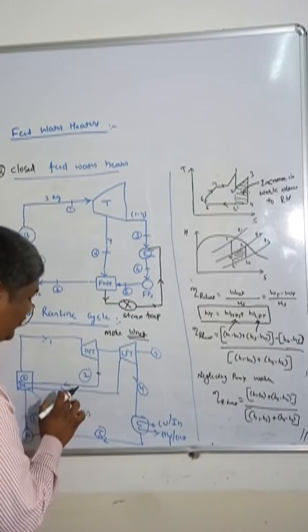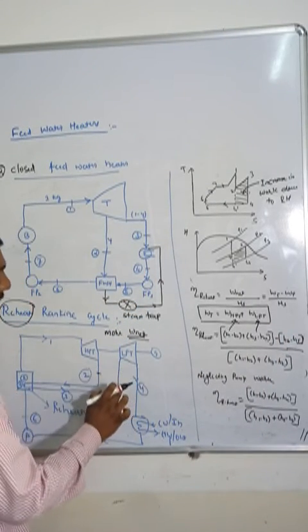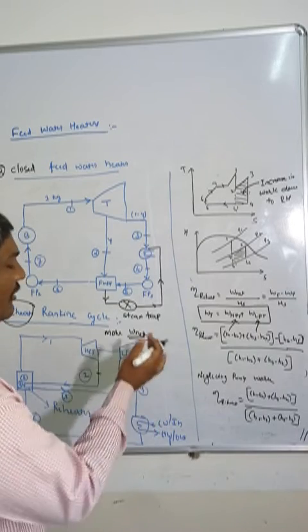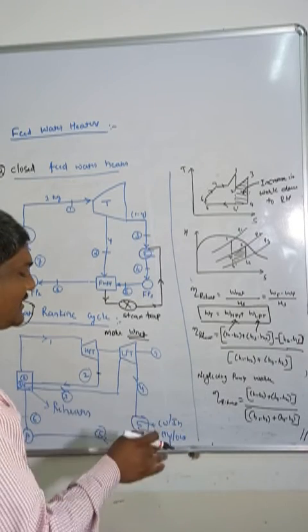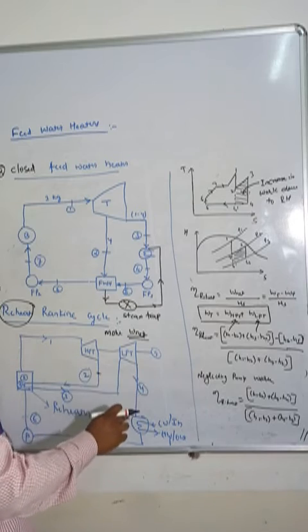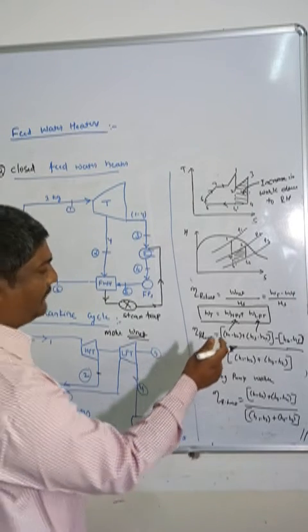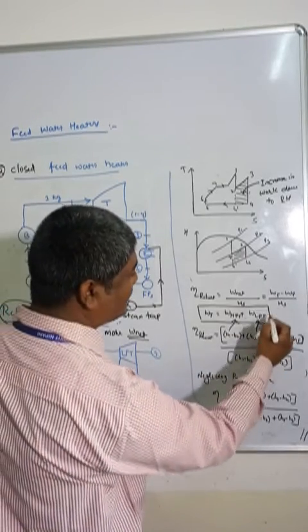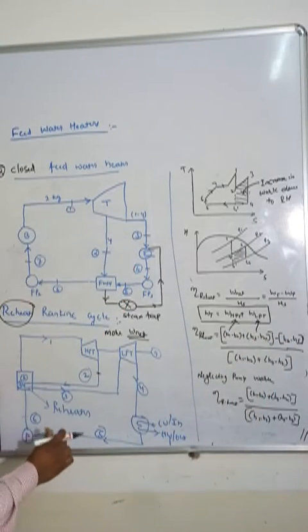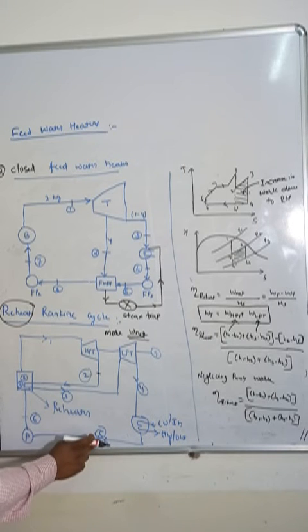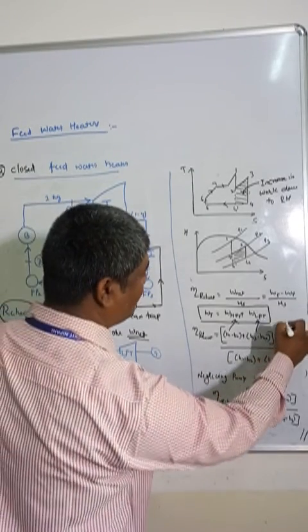You should always see the inlet and outlet. If it is a turbine, inlet has high energy, outlet has low energy. If it is a condenser, inlet is high energy, outlet is low energy. So this is how we have to see. Next is the pump. So pump work is H6 minus H5. Output has higher energy, input has lower energy. So H6 minus H5 is the pump work.